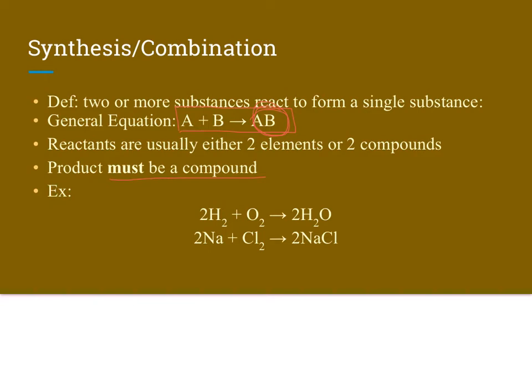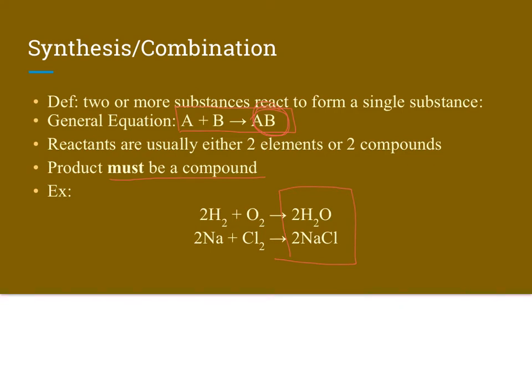Okay, some very common examples of synthesis or combination reactions. We can take H2 and O2 and combine them to produce water, H2O, or we could take sodium and chlorine and combine them to form sodium chloride, okay, which is regular old table salt. So again, if we look at both of these examples, there are different types of reactants, but in the end, our products are always one compound. Okay, so that's the first type of reaction.